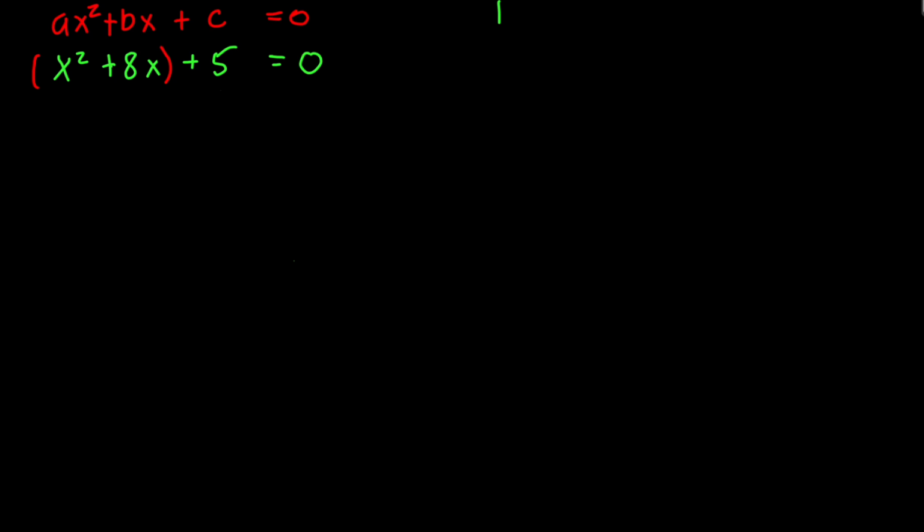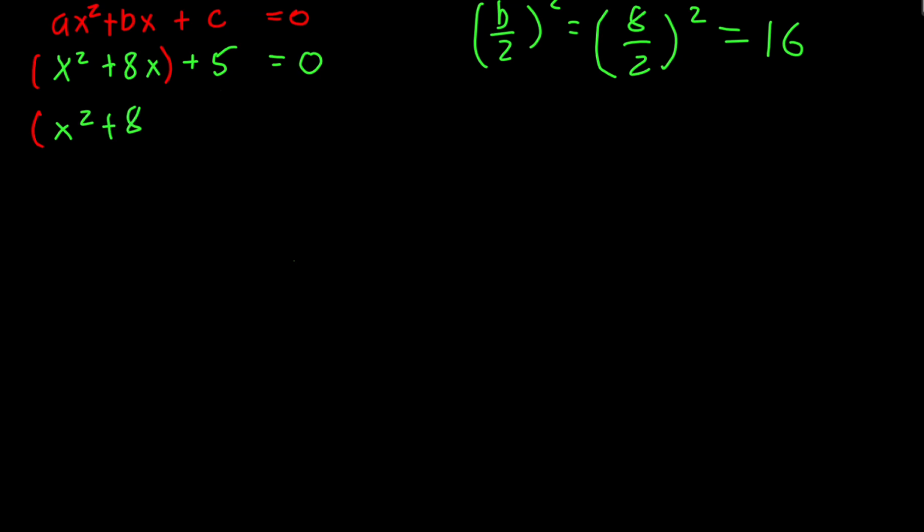Then we want to add and subtract b over 2 squared. So b over 2 is going to be 8 over 2 squared, which is 4 squared, 16. So inside the bracket, I'm going to add and subtract 16. So plus 16 minus 16. Close the bracket, plus 5 equals 0.